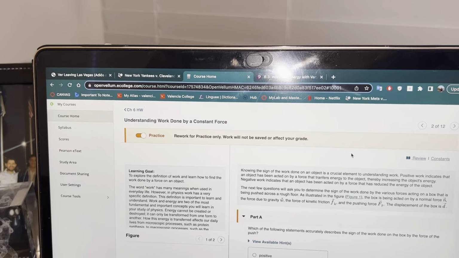Okay, so here we are, figure 2. A box of mass m is sliding down a frictionless plane that is inclined at an angle, let's say theta, above the horizontal, as shown in figure 2. What is the work done on the box by the force due to gravity W if the box moves a distance d? So here we use this figure to illustrate what we want to do.